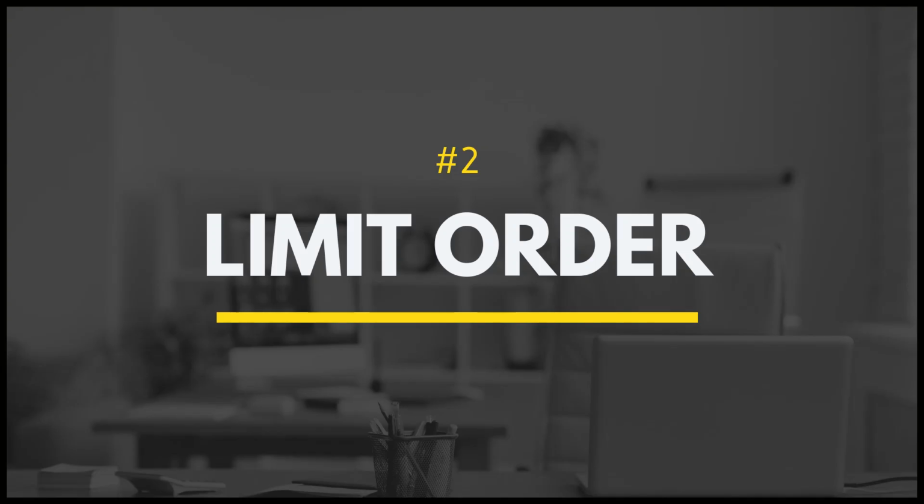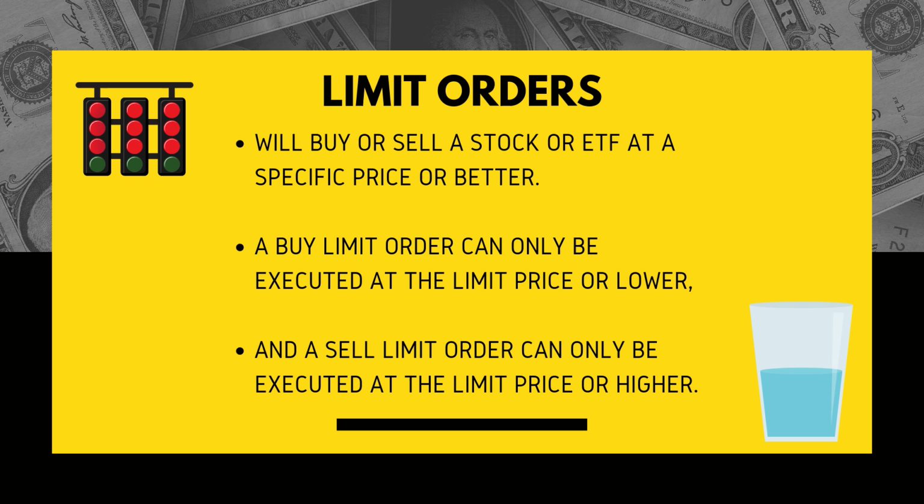Next up, guys, is the limit order, a very popular order type, so let's break it down right now. So what is the limit order? Well, the limit order is defined as: limit orders will buy or sell a stock or ETF at a specific price or better. A buy limit order can only be executed at the limit price or lower, and a sell limit order can only be executed at the limit price or higher.